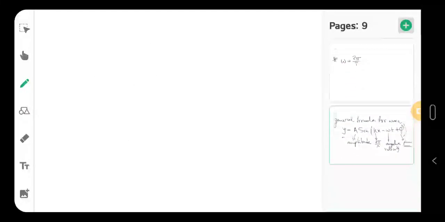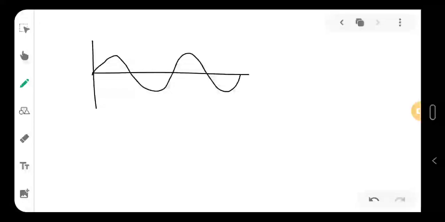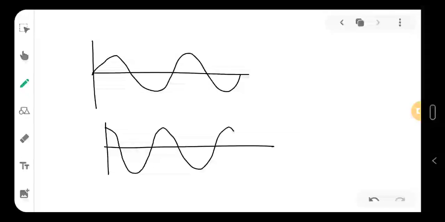So for a very simple case, we take that the wave has started from theta equal to 0 degree, right? But in many cases it happens that the theta started from pi by 4 radian or pi by 6 radian. It can start from anywhere, right? For let's say cos function, the theta will start from 90 degree, that is pi by 2, right? So we can see that in pi by 2 it will have some sort of displacement.